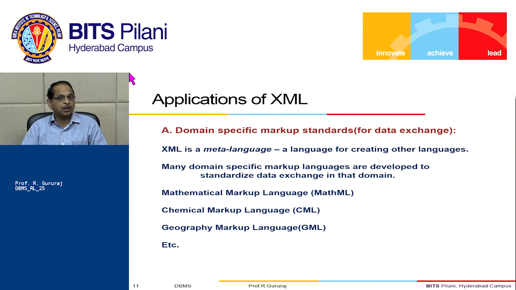Similarly, we have chemical markup language, which is used to exchange chemical equations, formulae, etc. And geographic markup language, GML, which is a standard way of sharing data pertaining to geographical information. These are a few domain specific application markup languages. Similarly, if a new requirement comes up and we want to create our own markup language for a given domain, we can always use XML technology to create a new markup language for whatever domain we want.